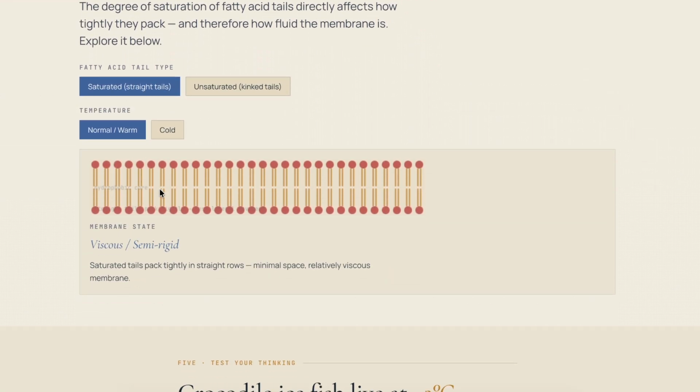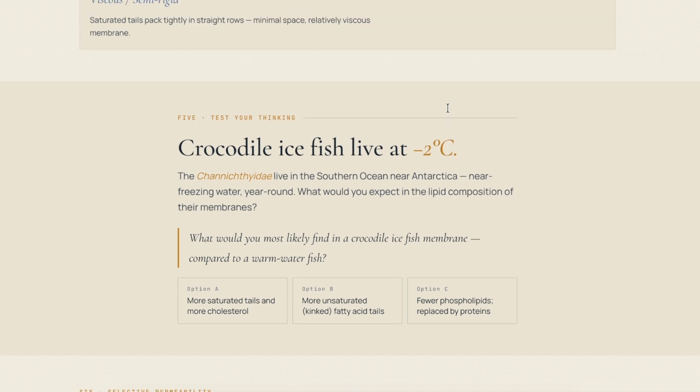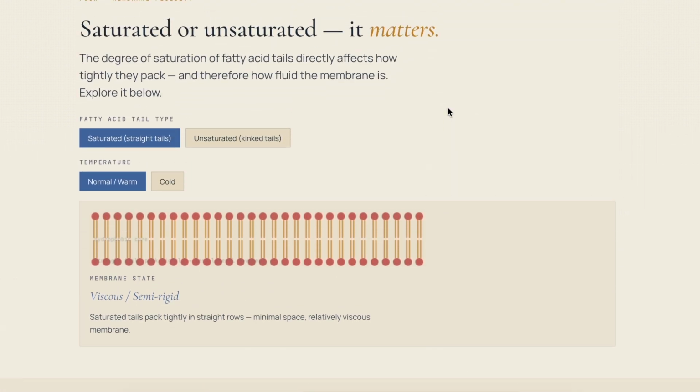Now, if we put that into some context and we think about a crocodile icefish, one other thing we want to know before we fully think about it is: what else could affect fluidity? If you've got a crocodile icefish living at -2 degrees, first of all, we know that if it wants to increase the fluidity, it's going to have to add cholesterol to its membrane. Now, what else could influence this?